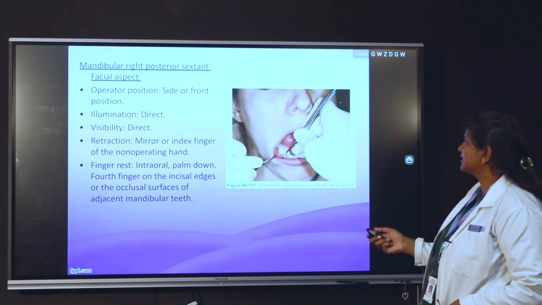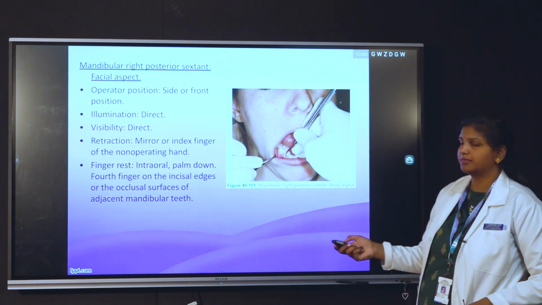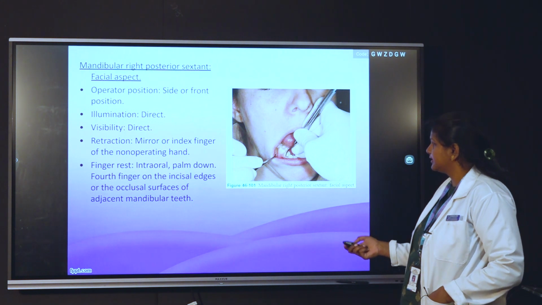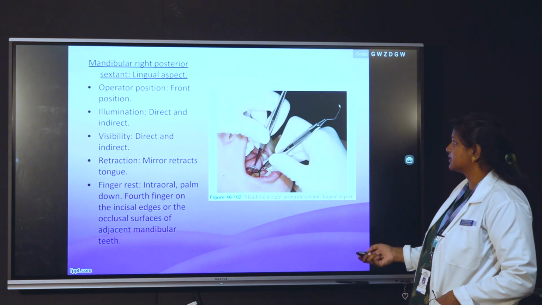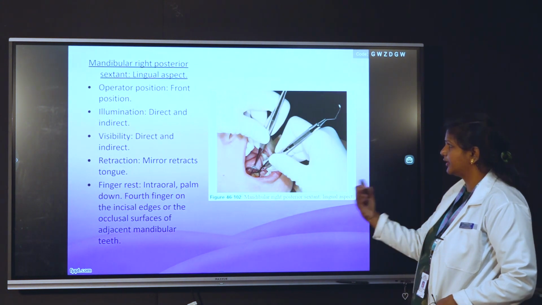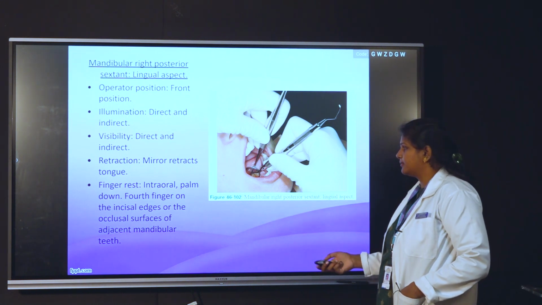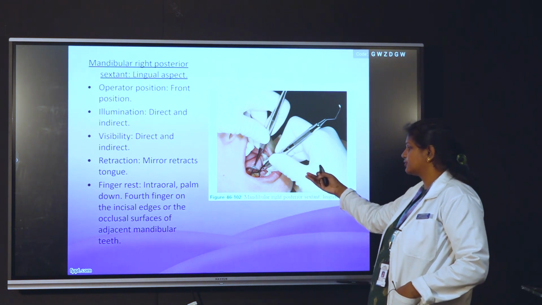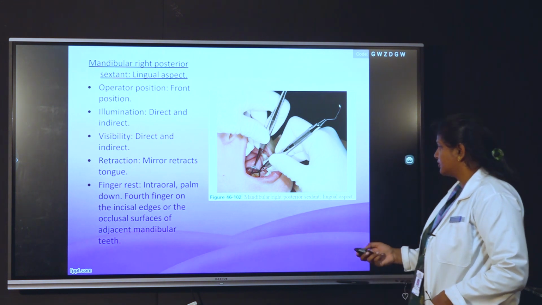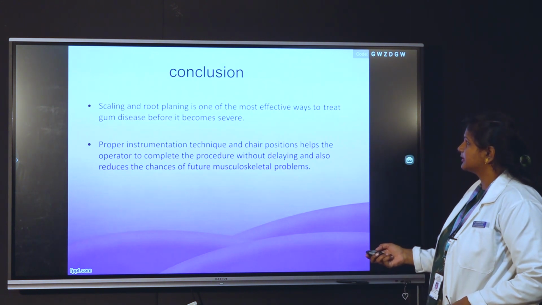Mandibular right posterior sextant, it is intraoral, palm down, and the fourth finger is on the incisal edges or the occlusal surface. And mandibular right side lingual aspect, then intraoral, palm down, with the same fourth finger placed on the occlusal surfaces of the adjacent teeth.